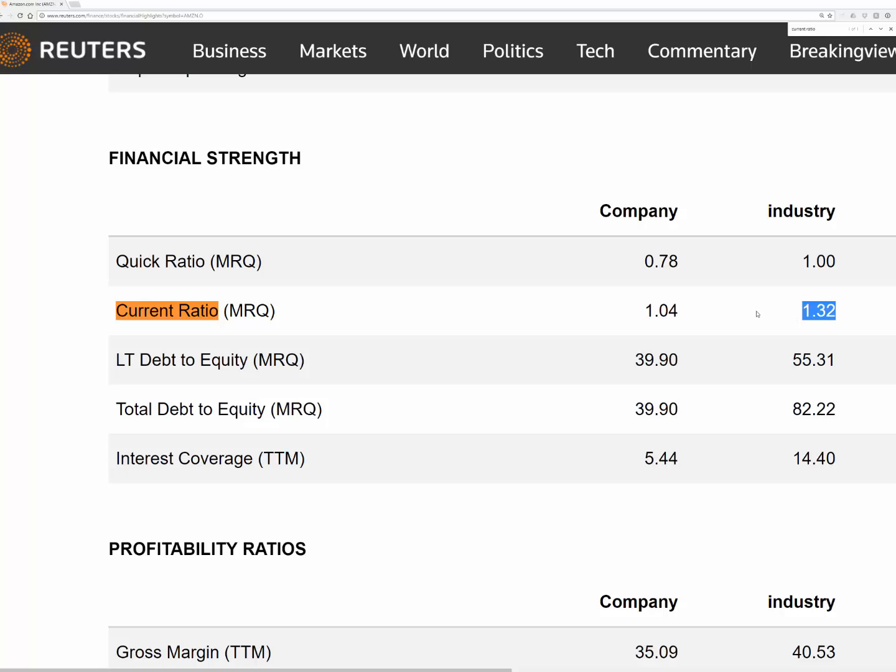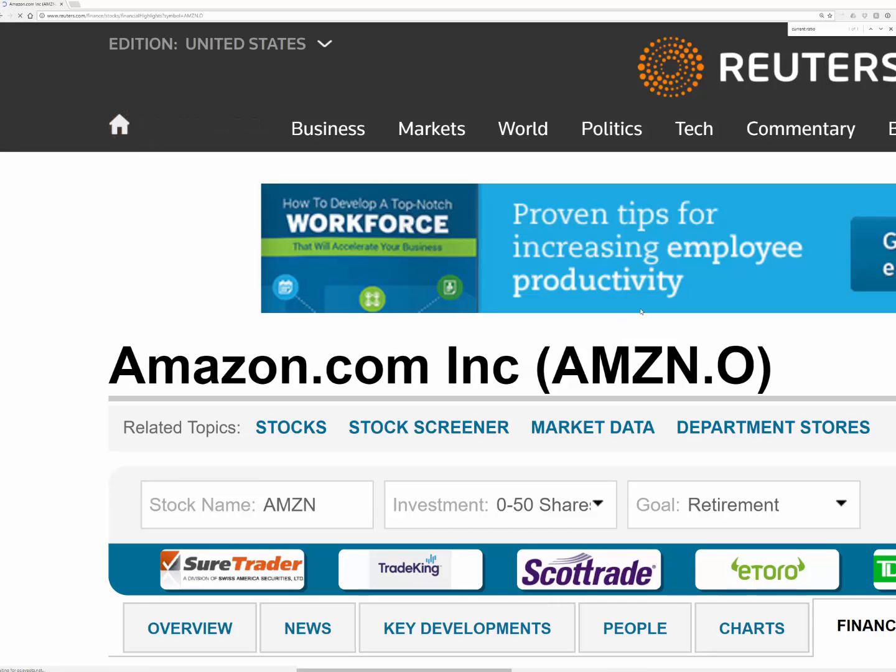So as you can see here, the industry average of 1.32 is the current ratio for Amazon's competitors, and Amazon's is only 1.04. What this means is Amazon is not quite as liquid as most of its competitors, but their current ratio is not dangerously low. Let's go look at Microsoft and see how that might differ.